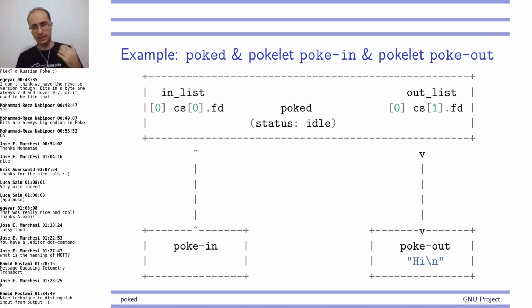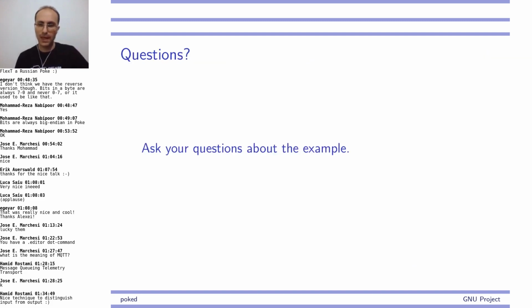Poke out gets this message and just prints it on the terminal. And you see here, it can idle, so the dance can go forever. So is there any question about this example? You can ask now.